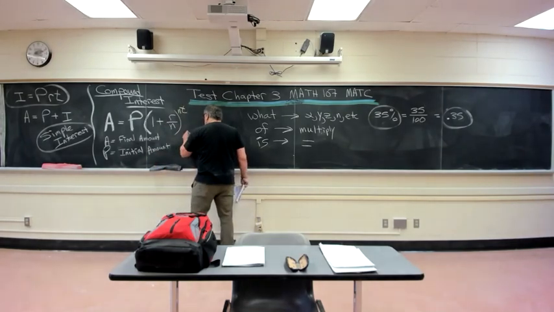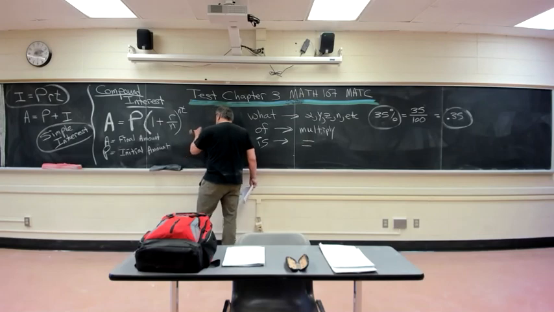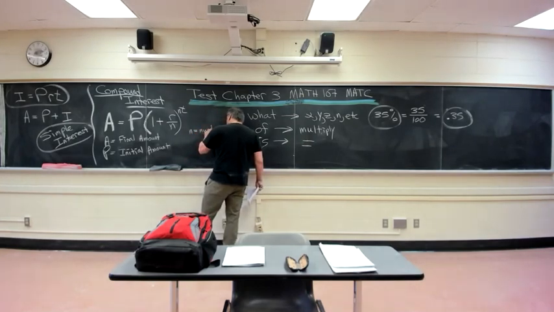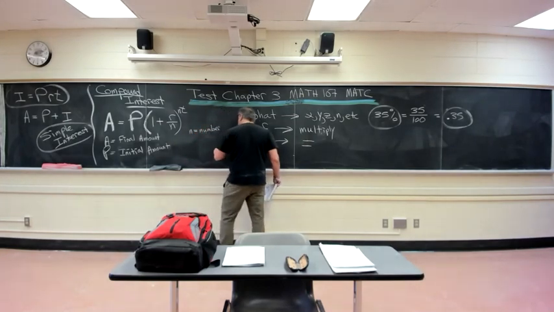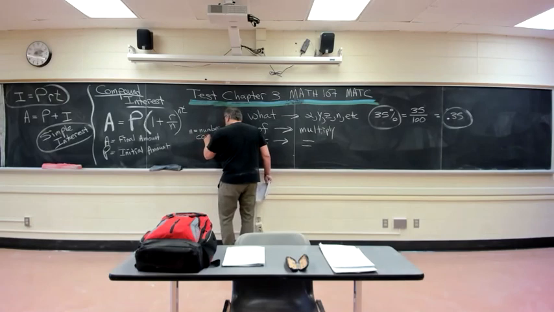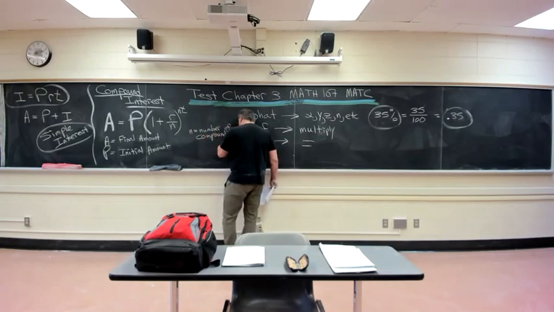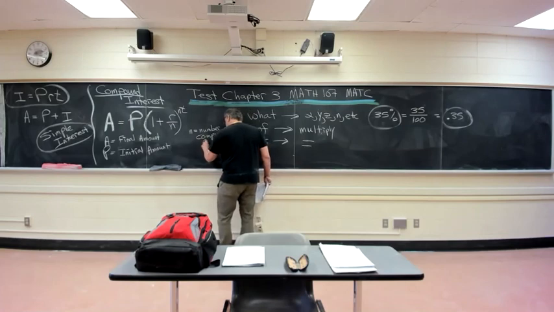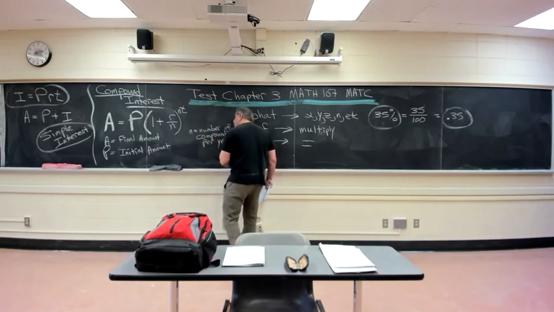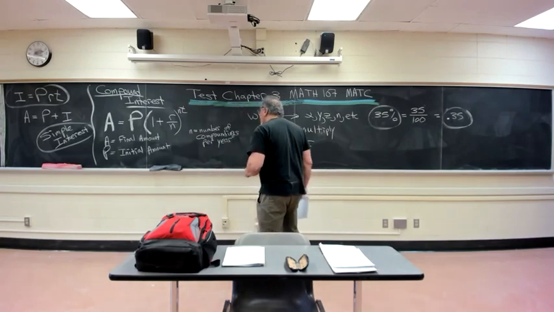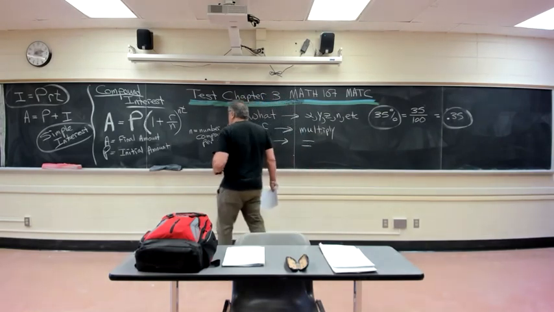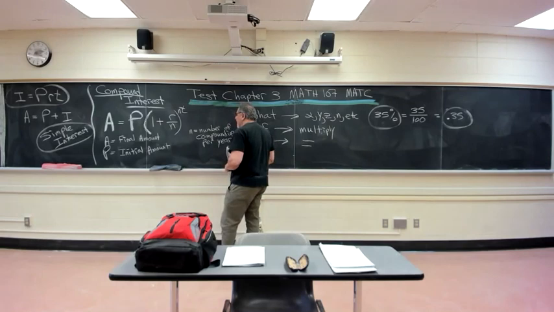N is the number of times it is compounded per year. N is the number of compoundings per year.